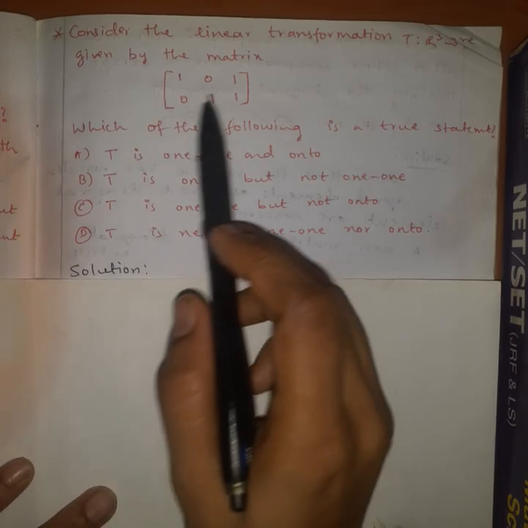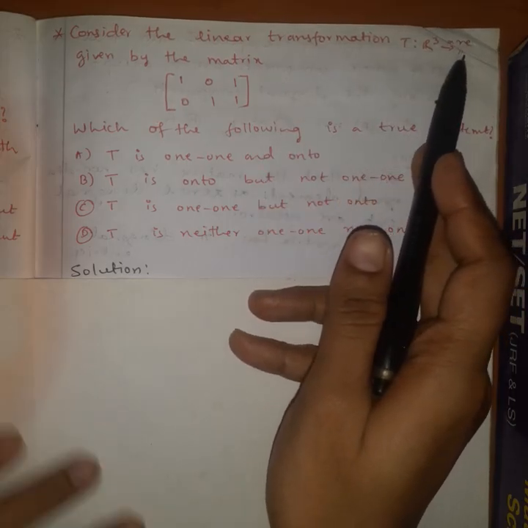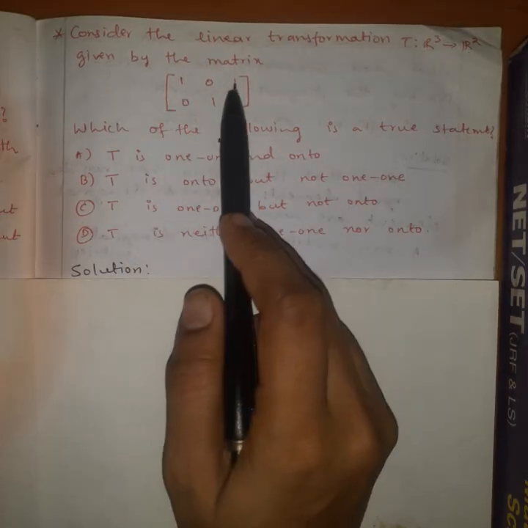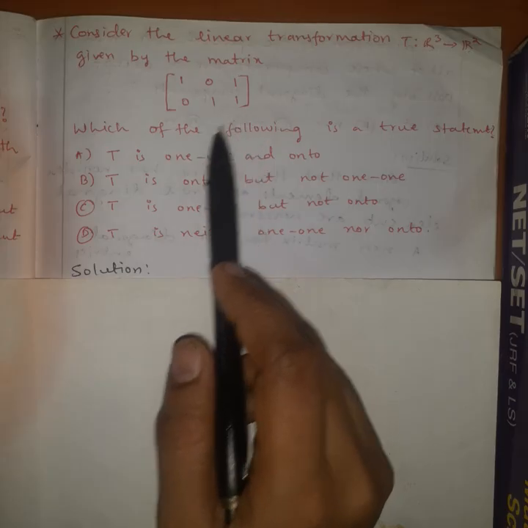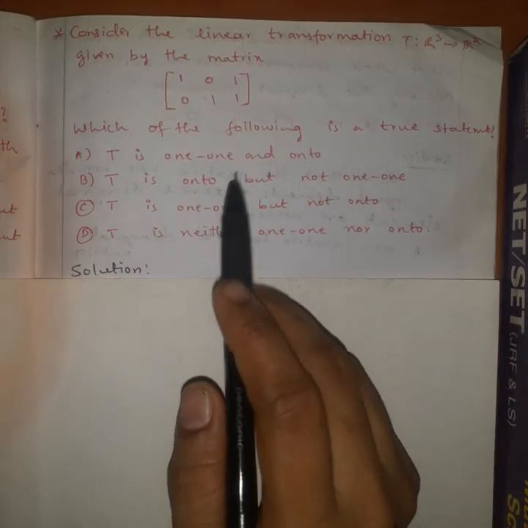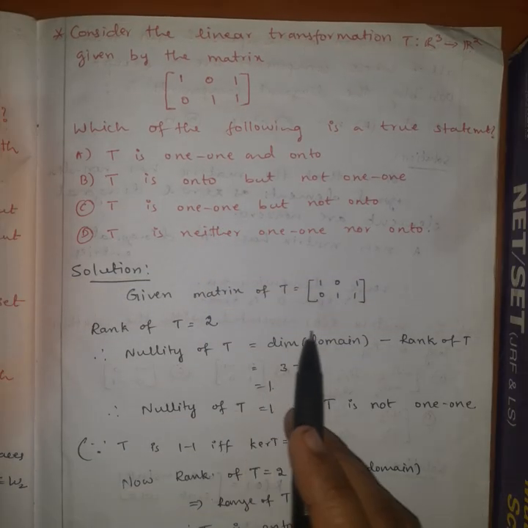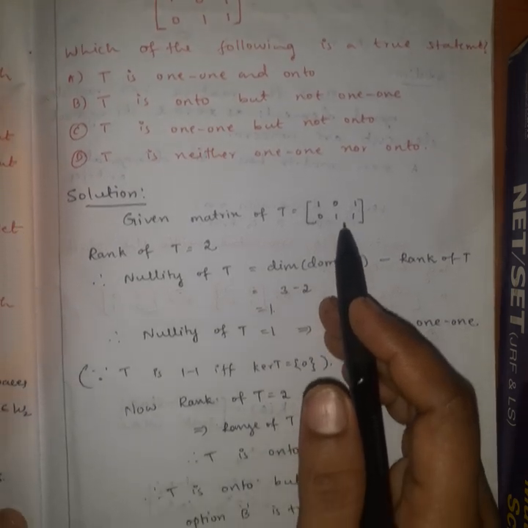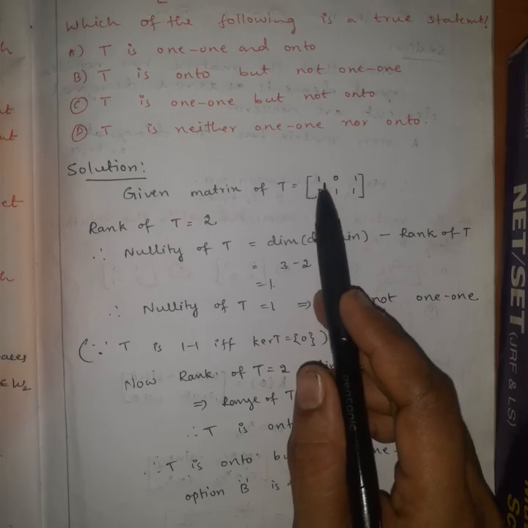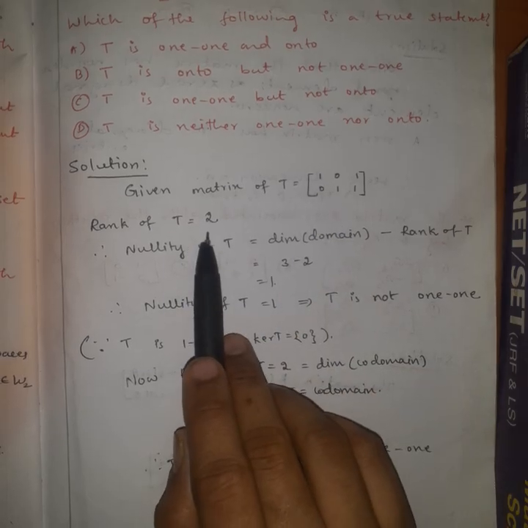Next question. Consider the linear transformation T from R3 to R2 given by the matrix 1 0 1, 0 1 1. Which of the following is a true statement? You see the options. I will solve the question. So the given matrix of T is 1 0 1, 0 1 1. So the rank of this matrix is 2 because these two rows are linearly independent. So rank of T equal to 2.